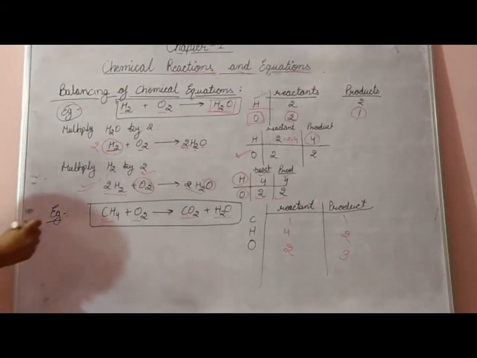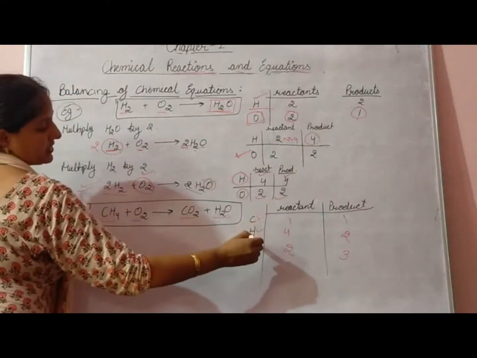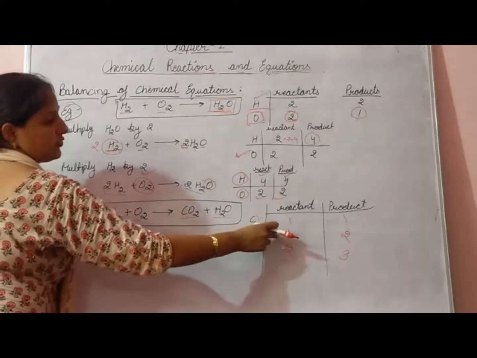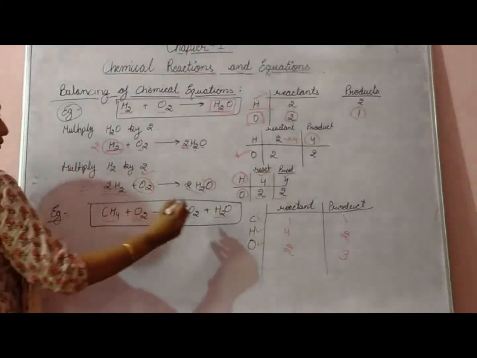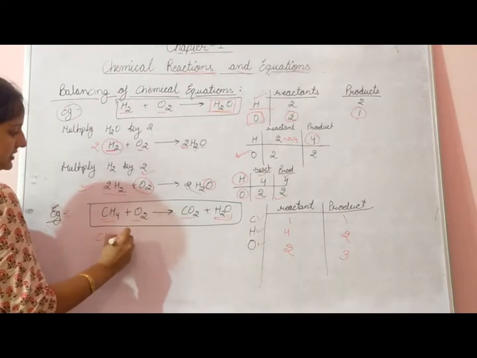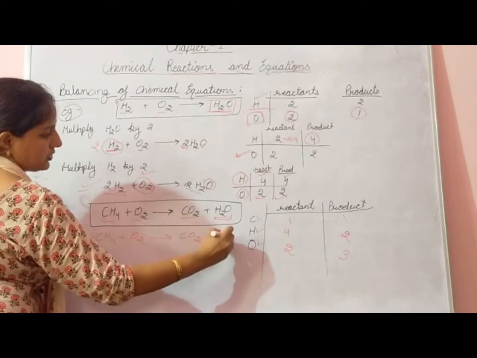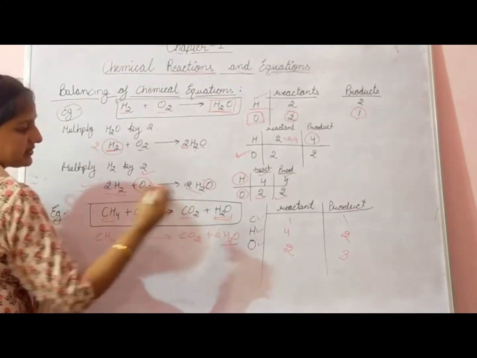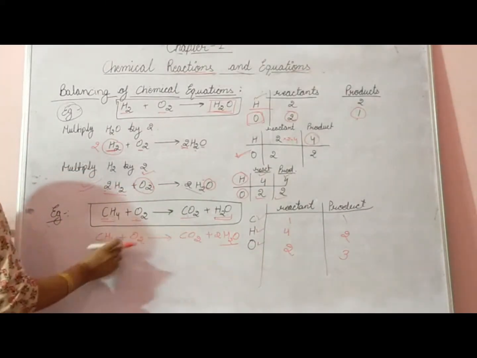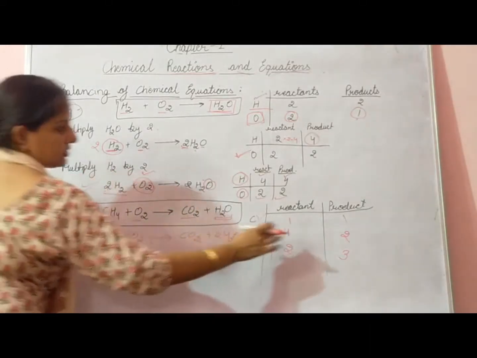Now how can we balance it? The carbon atoms are no problem, they are already balanced. We need to balance the hydrogen atoms and oxygen atoms. First of all, if we balance the hydrogen atoms, here they are 4 but here they are 2. So what if I multiply H2O by 2? What will we get? CH4 plus O2 will give you CO2 plus 2H2O. That means hydrogen is balanced. Now the carbon atoms on the reactant and product sides are 1. Hydrogen atoms here are 4 and here are also 4.